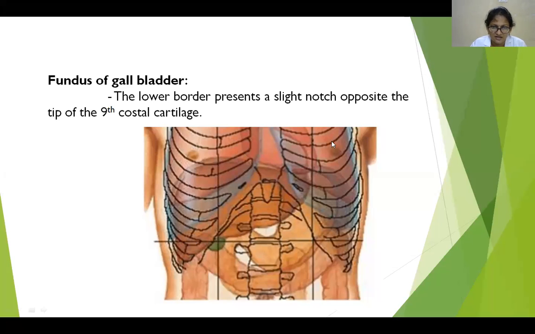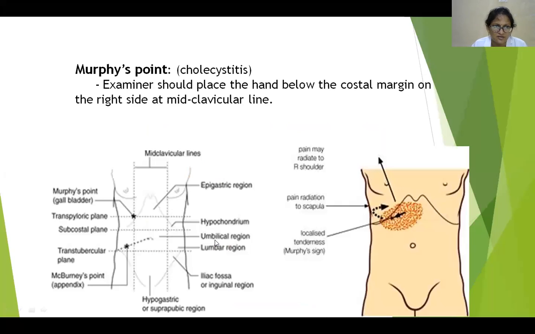Okay, that is an intersection between the right vertical plane and the transpyloric plane. Here also you are going to see the fundus of the gallbladder. This is the site at the tip of the ninth costal cartilage, or at the intersection between the right lateral plane and the transpyloric plane. Here you are going to see the fundus of the gallbladder. Okay. Next, Murphy's point.